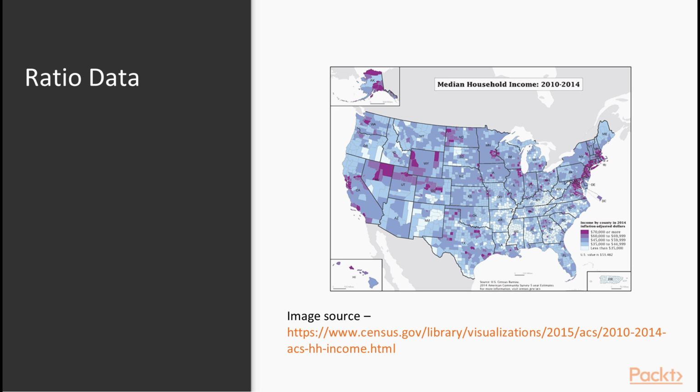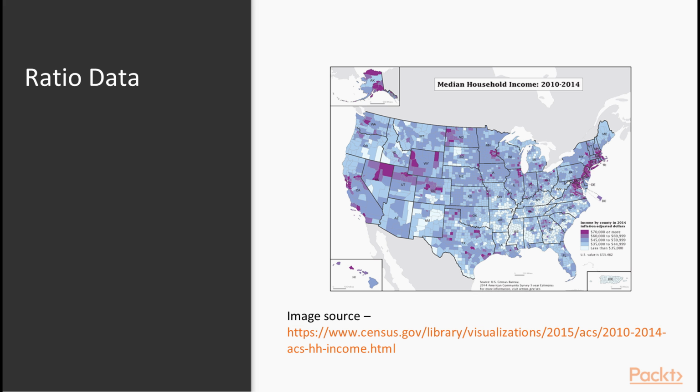Ratio data, which you can see in this map here, are different in that you get a sense of quantitative relationships between the different categories. What we can see in this income by county across the United States in 2014 is that the wealthiest counties have the darkest purples, and you can see in and around the San Francisco Bay Area and the northeastern corridor between Washington, D.C. and Boston, Massachusetts tend to be the wealthiest parts of the United States.